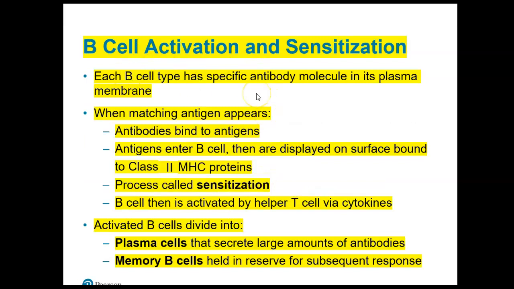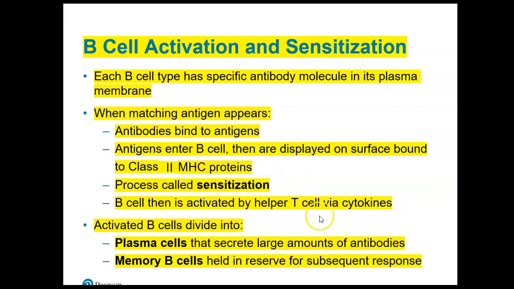Now, B cell activation and something called sensitization, which I'll explain to you. So each B cell type has specific antibody molecule in its plasma membrane. So each B cell type is going to have one of the 5 different immunoglobulins, IgA, IgD, IgM, and we will go over those. When the matching antigen appears, the antibodies bind to the antigens. Antigens enter the B cell and are displayed on the surface, bound to class 2 proteins, because that B cell is now an APC. The process is called sensitization.